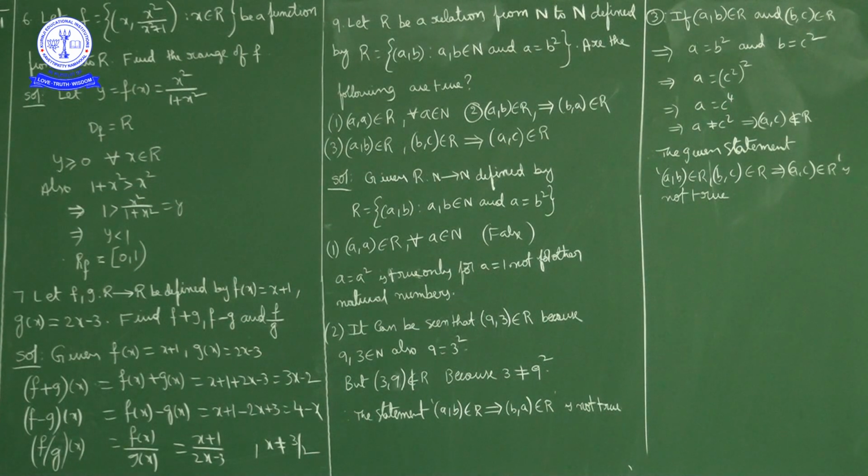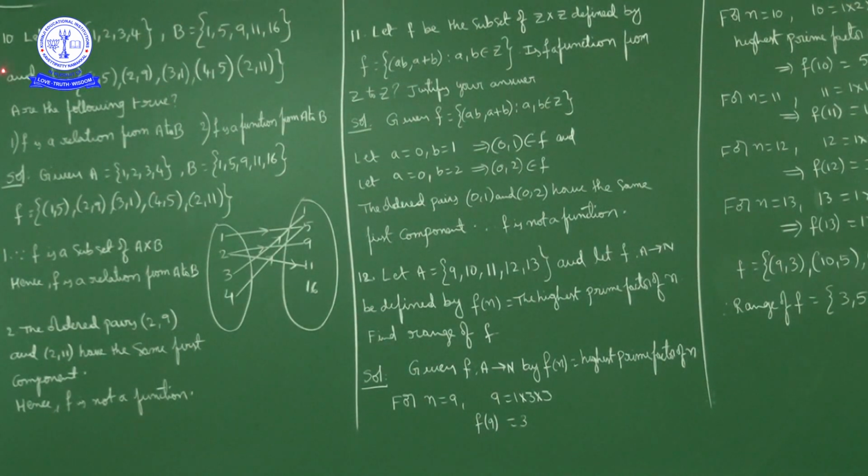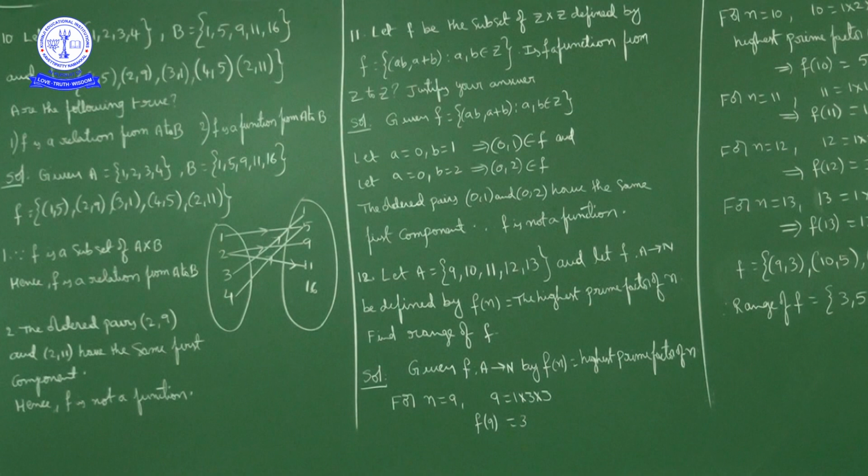Okay. Next question. My next question, question number 10. Set A is equal to 1, 2, 3, 4. Set B is equal to 1, 5, 9, 11, 16. Now here a relation is given, F is equal to ordered pair 1, 5, ordered pair 2, 9, ordered pair 3, 1, ordered pair 4, 5 and ordered pair 2, 11.